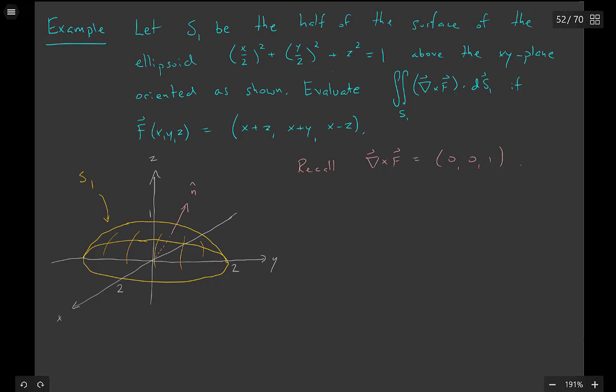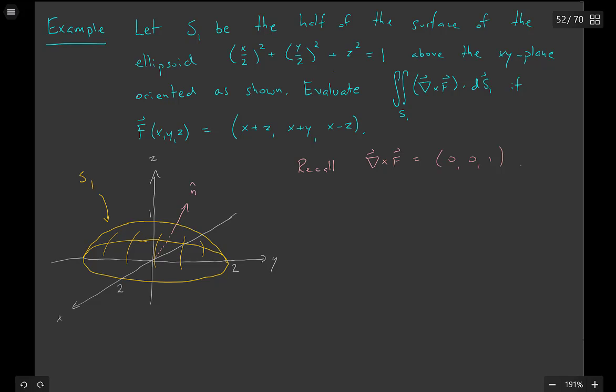Now this is a pretty simple curl, but even still, trying to integrate the dot product between this vector and a normal to the ellipsoidal surface is going to be very non-trivial. So we need to find another way to evaluate this flux integral. And the solution comes to us by using Stokes' theorem.